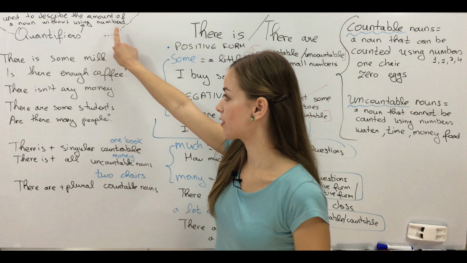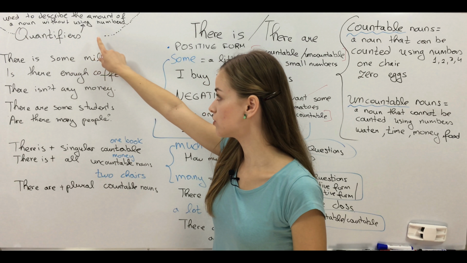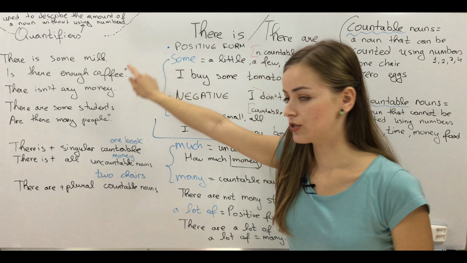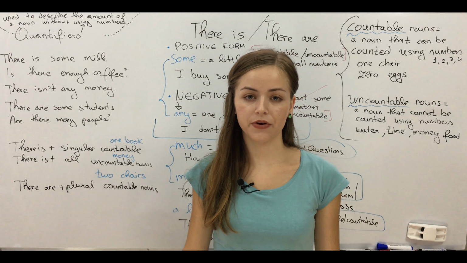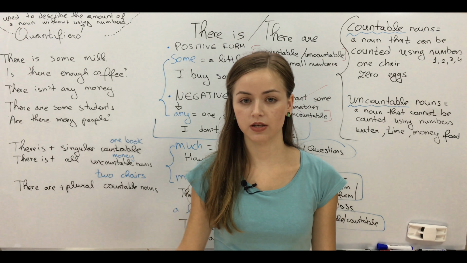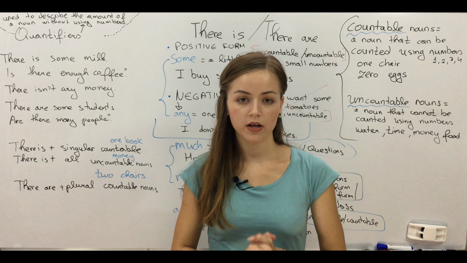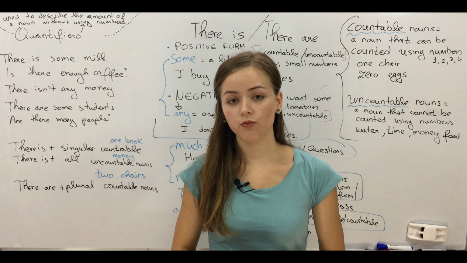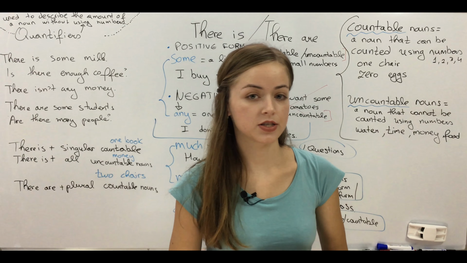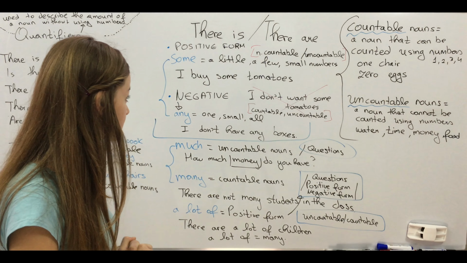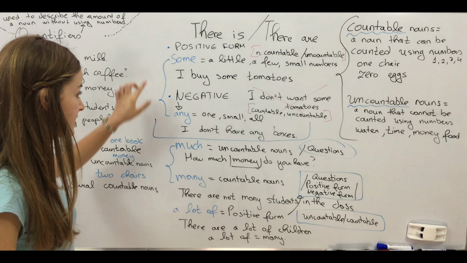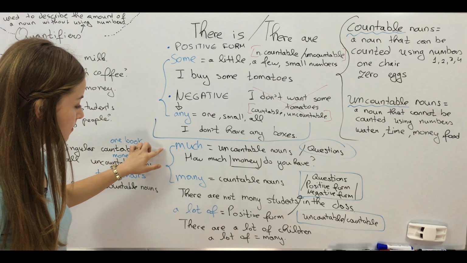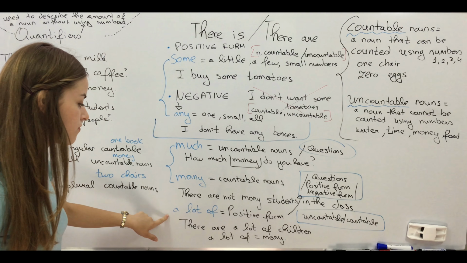They are used to describe the amount of a noun without using numbers. So, for example, there is 1 book, there are 2 books, and so on. Instead of 1, 2, we use some words that are called quantifiers. And in our lesson, we have these quantifiers: some, any, much, many, and a lot of.